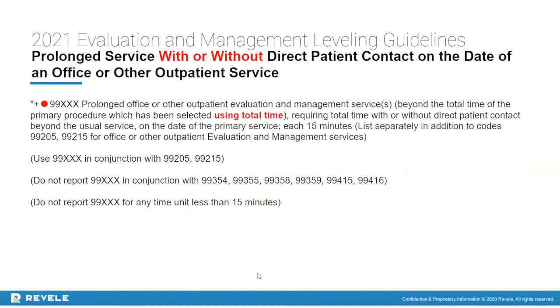So here is the new code, not quite complete yet, but here is the information on it. This is a prolonged office or other outpatient evaluation and management service or services beyond the total time of the primary procedure, which has been selected using total time, requiring total time with or without direct patient contact beyond the usual service on the date of the primary service, each 15 minutes, listed separately in addition to codes 99205 or 99215 for office or other outpatient evaluation and management services.